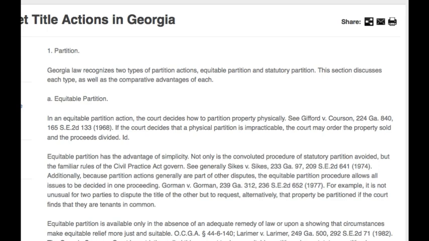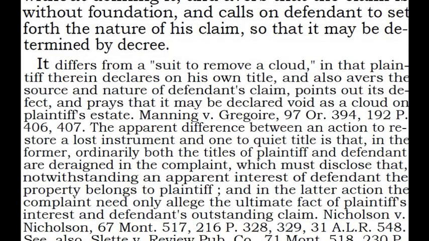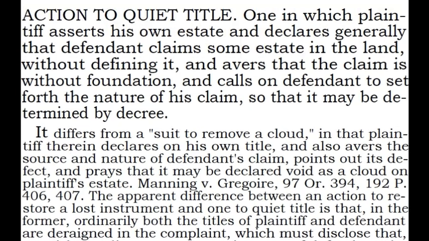So you're filing. The defendant in the quiet title action is going to be the real property, or the land located at whatever address, and then there's going to be a legal description. So let's go to the Black's Law Dictionary definition of a quiet title action.